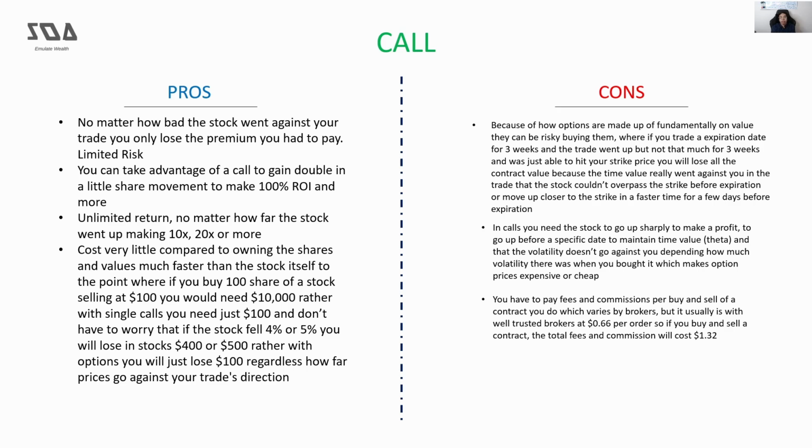And the last thing is that you also have to pay fees and commissions per buy and sell of a contract, which varies by broker. But with well-trusted brokers it is usually 66 cents per order. Remember it's per order, so it doesn't mean your buy and sell is in total 66 cents. It just means that if you buy or sell, it always costs 66 cents to execute those orders. So if you bought and sold in the same trade, the total fees and commissions for one contract will cost you $1.32. If you bought two contracts, it will cost you $2.64, double. And for 3 and 4, it's just times 3 and times 4 of what one contract would be.